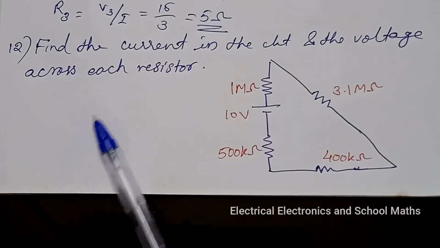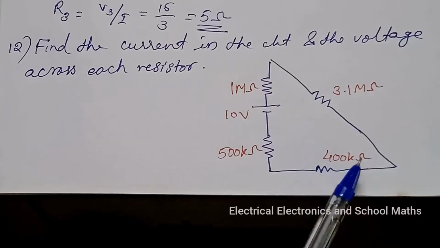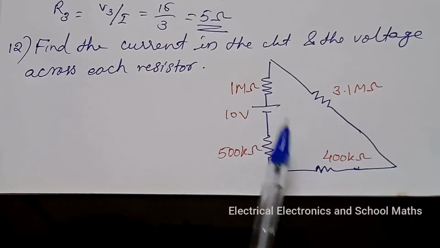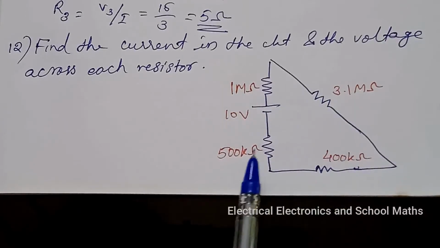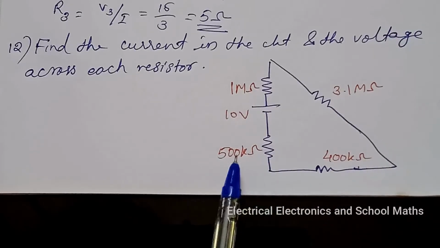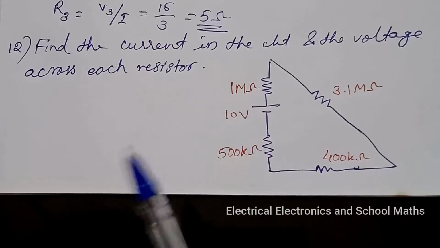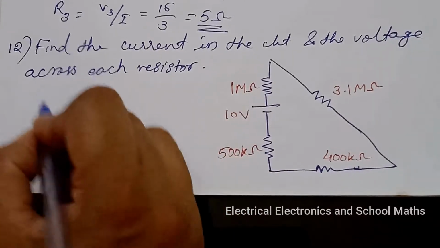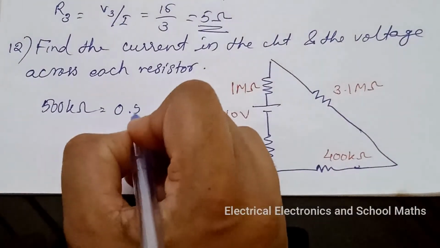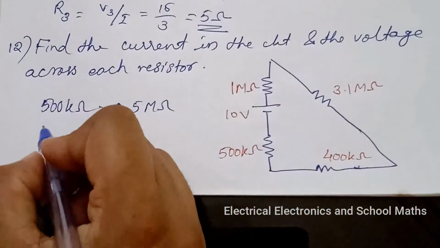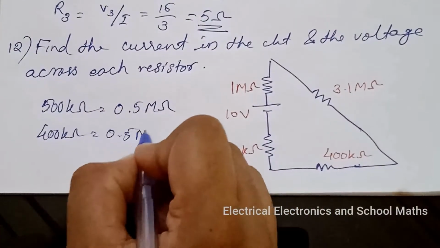Next problem, find the current in the circuit and the voltage across each resistor. This is the circuit given. Here these two are in mega ohms and these two are in kilo ohms. So first convert the kilo ohm into mega ohm. That is 500 kilo ohm is 0.5 mega ohm and 400 kilo ohm is 0.4 mega ohm.